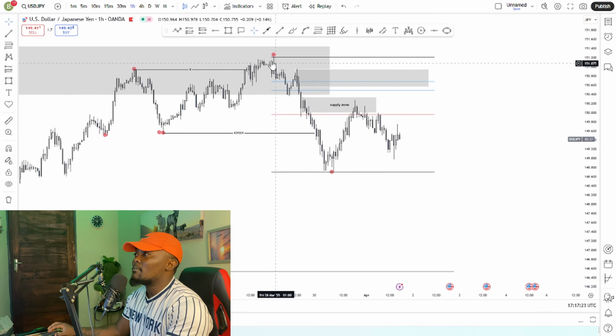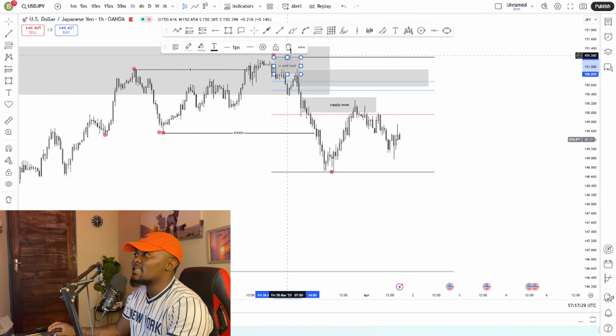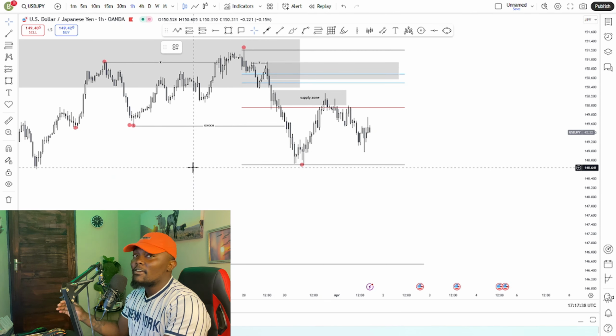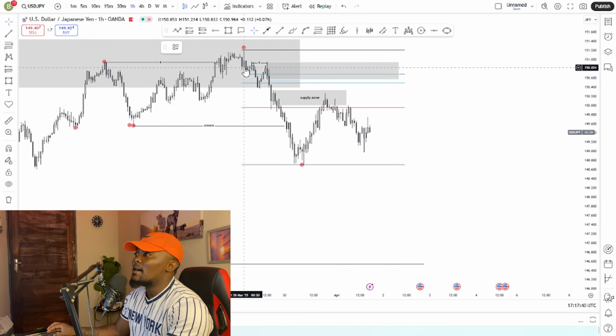So as you can see from this point here, we didn't have any area of supply, just because this one was already mitigated. And then we also had some type of a sweep around here. So this is a sweep of liquidity also, just because whenever you're looking at supply and demand, there must be a sweep of a previous high, just like that. As you can see here, this is a sweep.